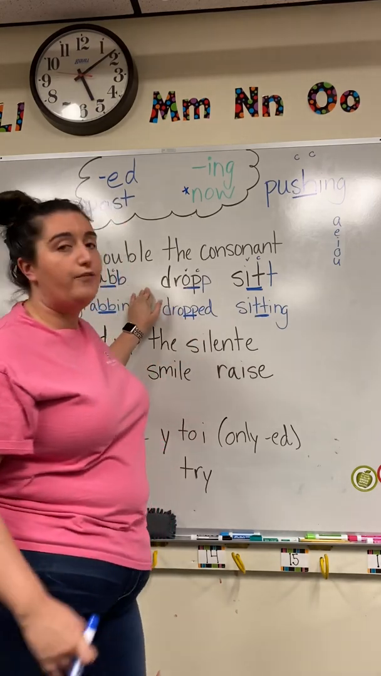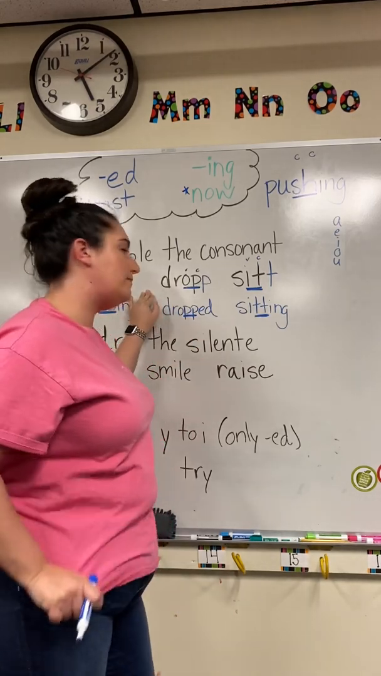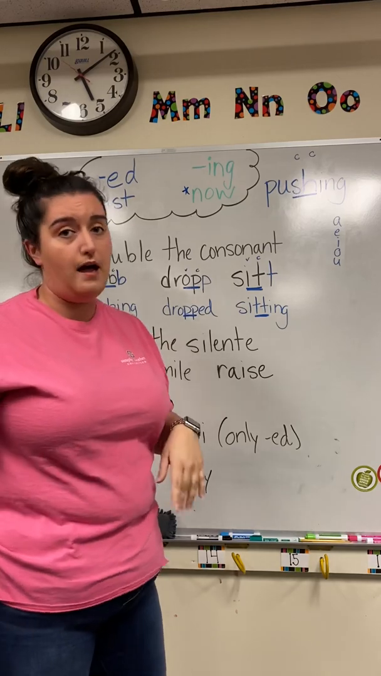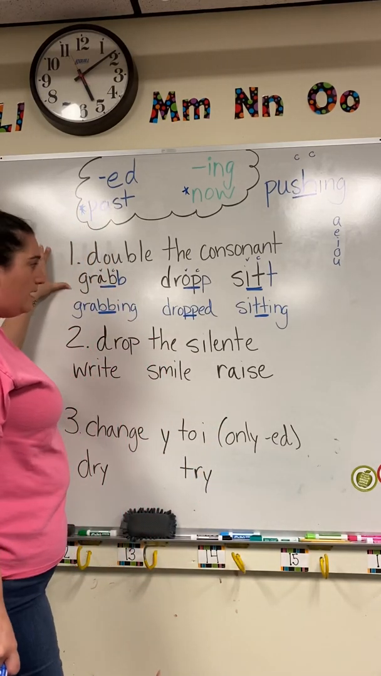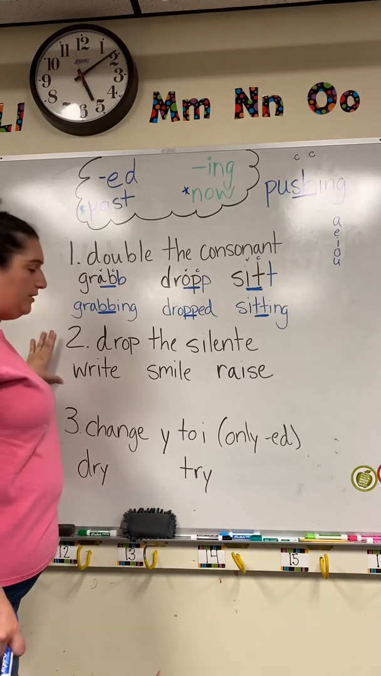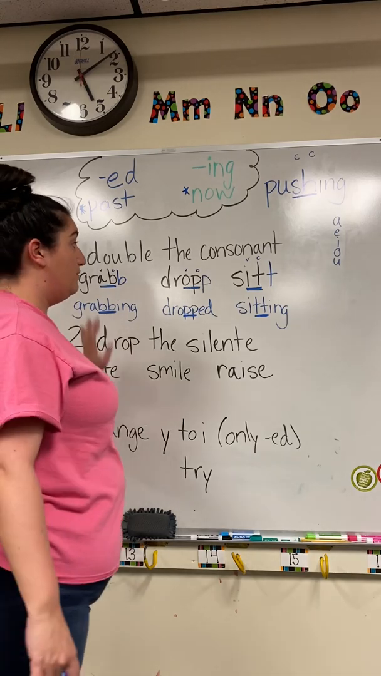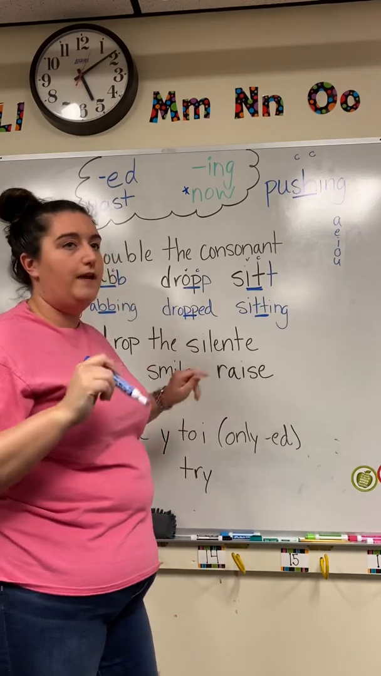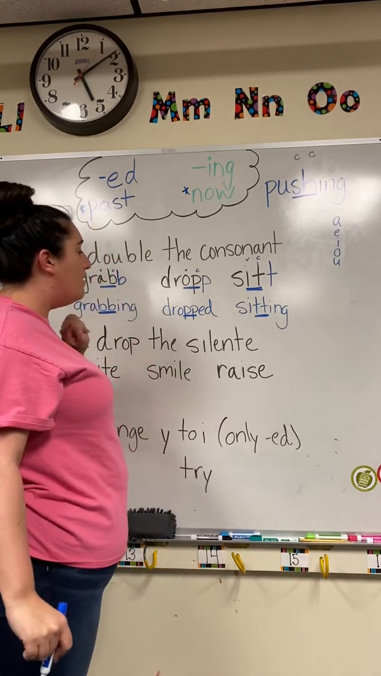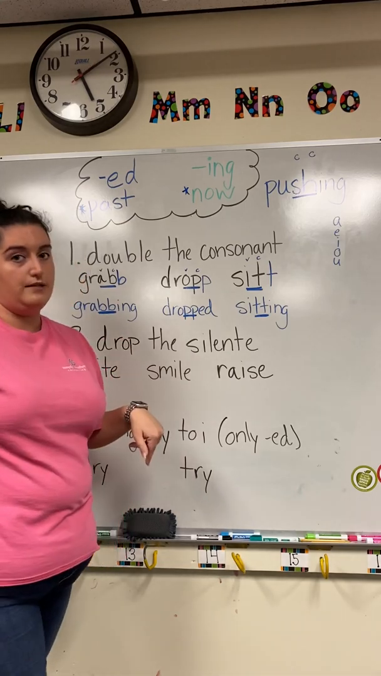Now, when you do your reading workbook page, they've mixed all the words up. So they're not all going to be one rule. Like they're not all going to be doubling. They're not all going to be rule number 2. They're not all going to be rule number 3. So you're going to have to know all 3 rules and look at them to figure out if you have to double or drop silent e or change the y to an i.